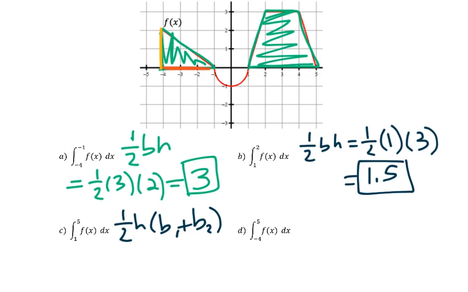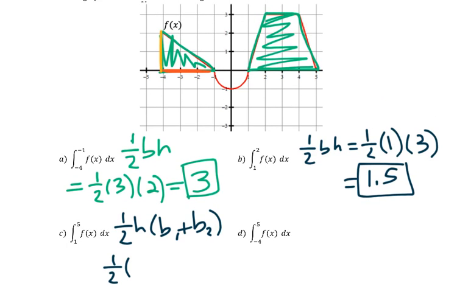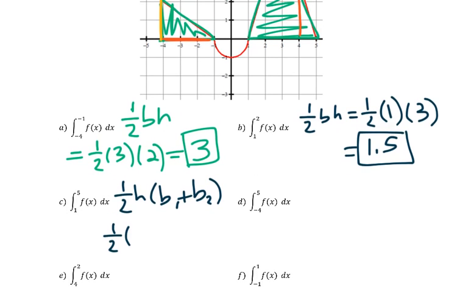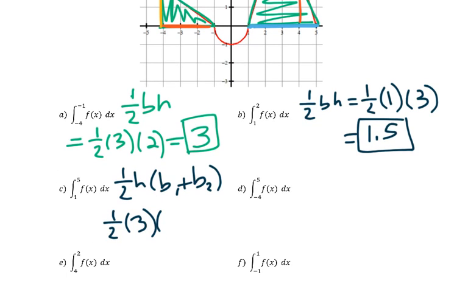Okay, so we have 1/2 times the height. So let's take a look. The height, how tall is this? 1, 2, 3. So the height is 3. And then we're going to add our two bases. So remember, on a trapezoid, we have the bottom base and the top base. The bottom base here looks like it's 1, 2, 3, 4, and the top is 2. So we're going to be adding 4 plus 2. And that gives me 6 times 3 is 18, divided by 2 is 9.